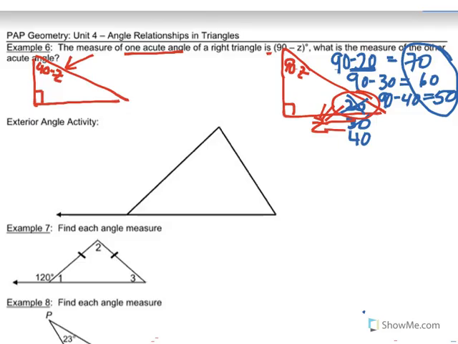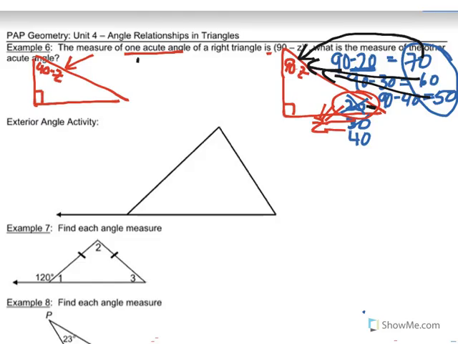We're making up values for Z. So what we had to do in order to figure out the remaining angle was to take 90 minus Z, whatever Z was, and we got the answer. Looking at this, this 70 was 90 minus Z when this one was 20. This one was 90 minus Z when it was 30, and this one's 90 minus Z when it was 40.